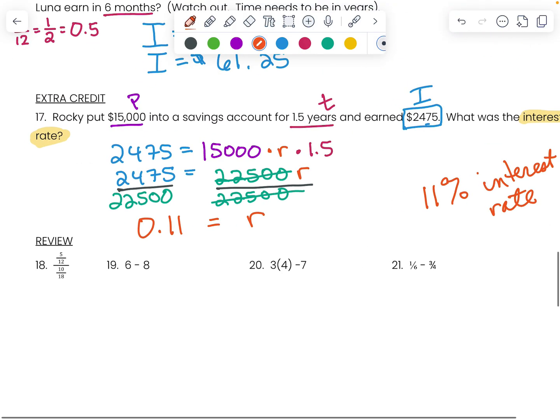By the way, number 17 is extra credit on your math test. If you're asking how to get a better grade, make sure you know how to do that one.